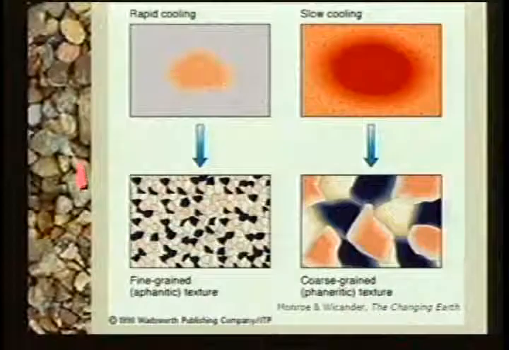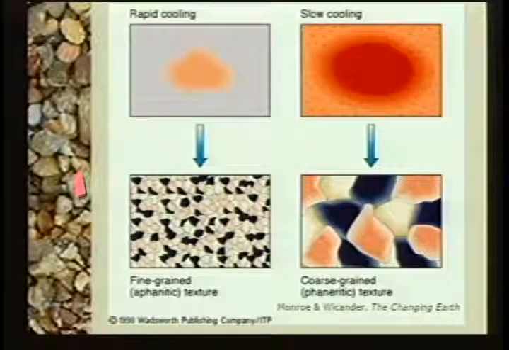Igneous rocks can form in one of two places. They can form on the outside of the earth, and they can form on the inside of the earth. If we look at our PowerPoint slide, here you see what happens when we have a rapid cooling. This takes place on the outside of the earth.